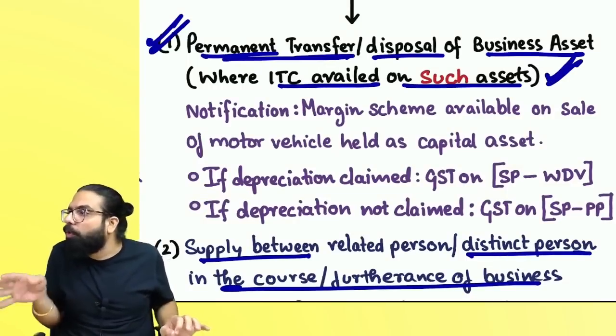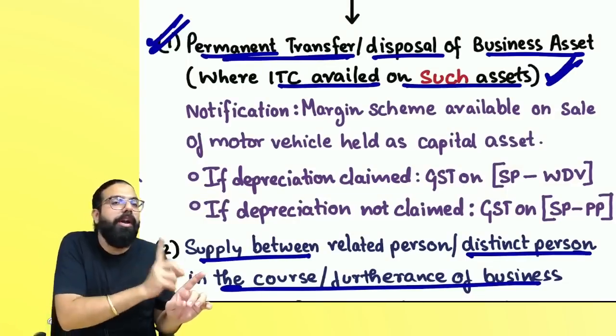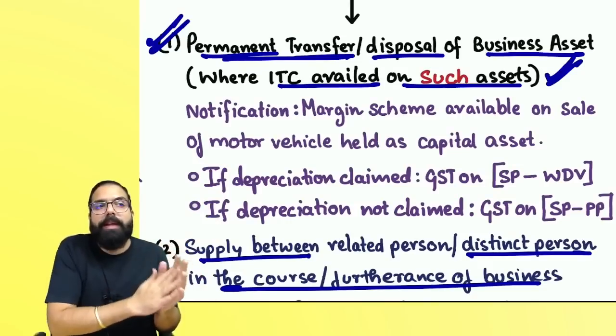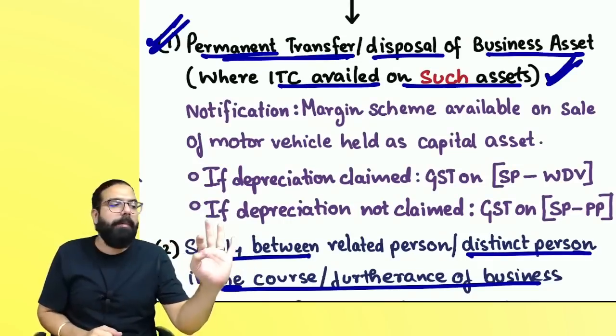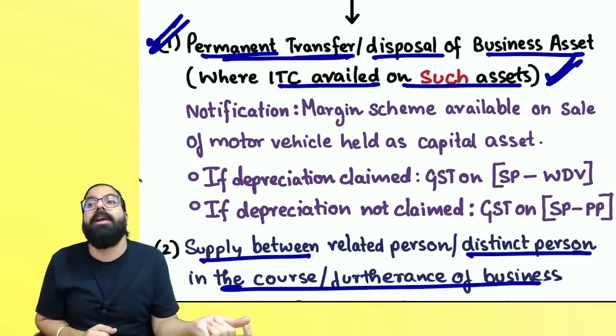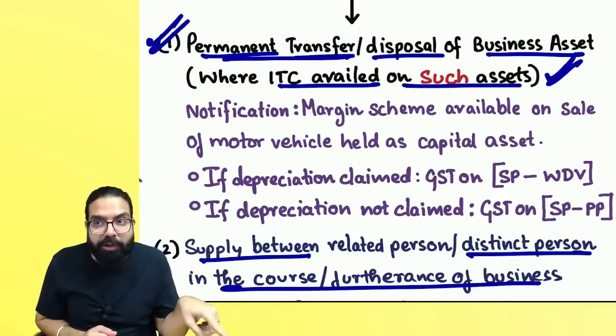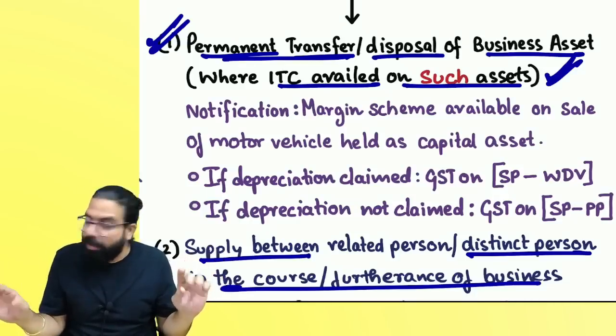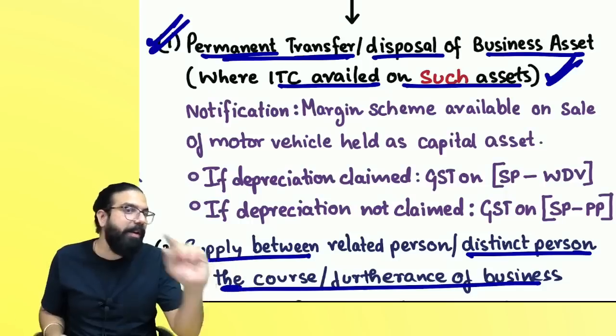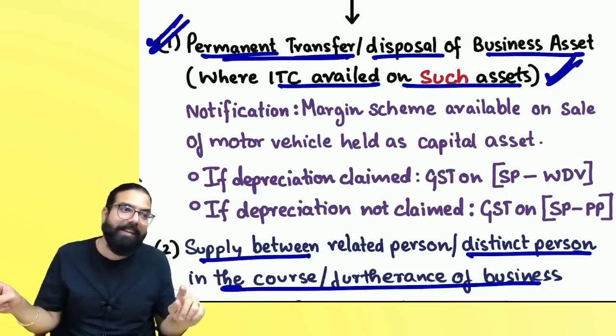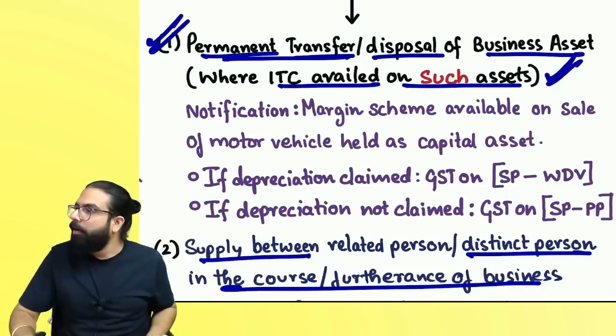I bought cloth, made a shirt and gave the shirt free. Then remember, everyone, it will not fall under permanent transfer of business asset where ITC was availed on such asset. What you gave free was a shirt and you took ITC on cloth. It will not be a supply. Are we clear, everyone? Remember one thing, when outward is not a supply, ITC is always blocked. Can I go ahead, everyone?